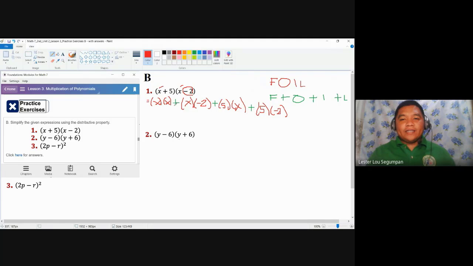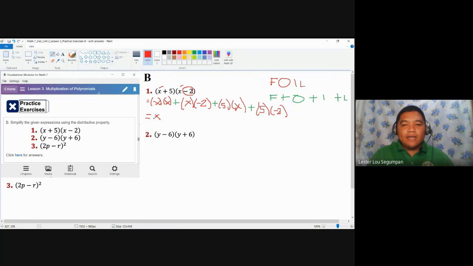And then these are now the pairs. So we have four pairs: the pair of the F or first terms, the pair of the O or outer terms, the pair of the I or inner terms, and the pair of L or the last terms. And then we need to combine these pairs independently, separately, never minding what will be the result of the other pairs. Later pa natin sila i-combine. And then you have it here.